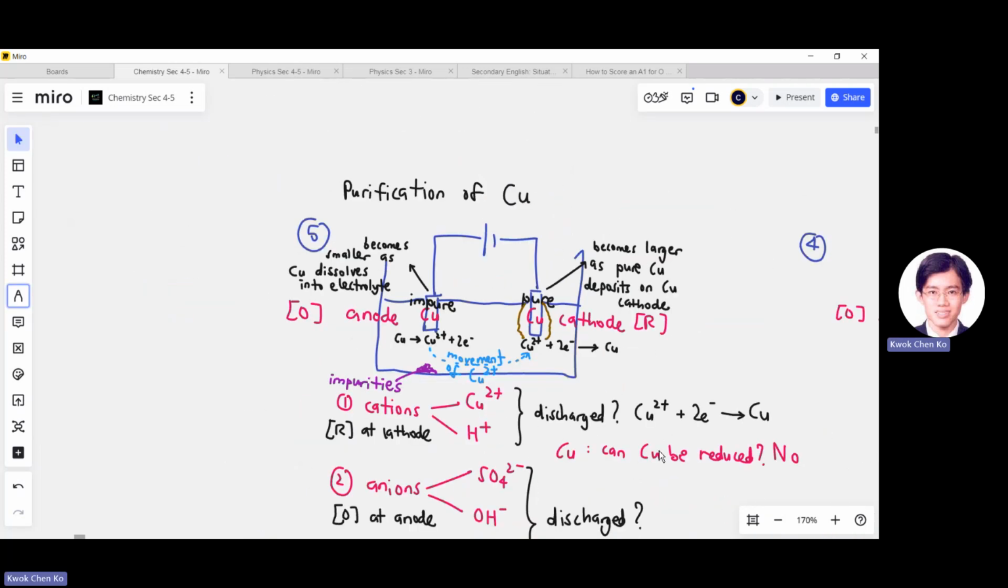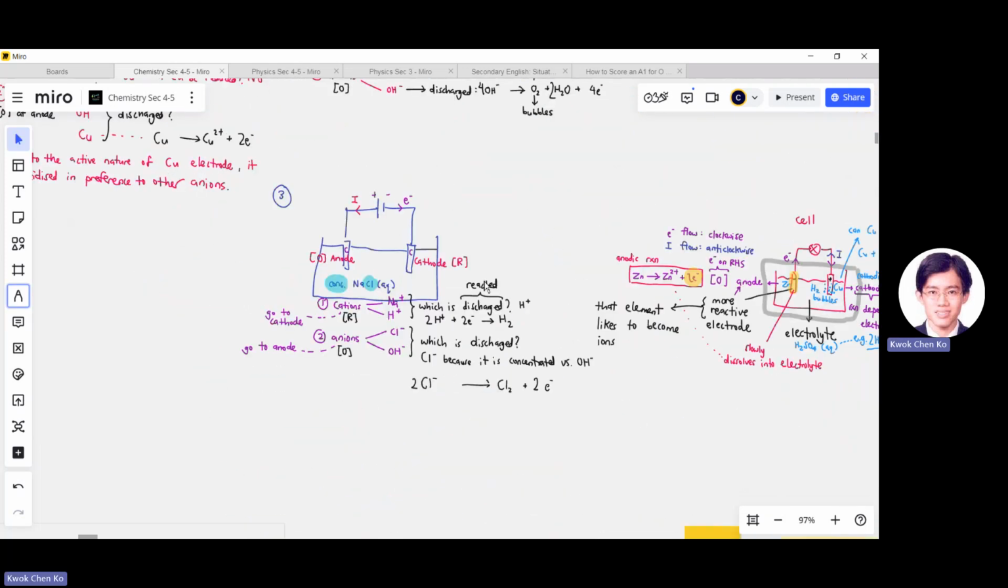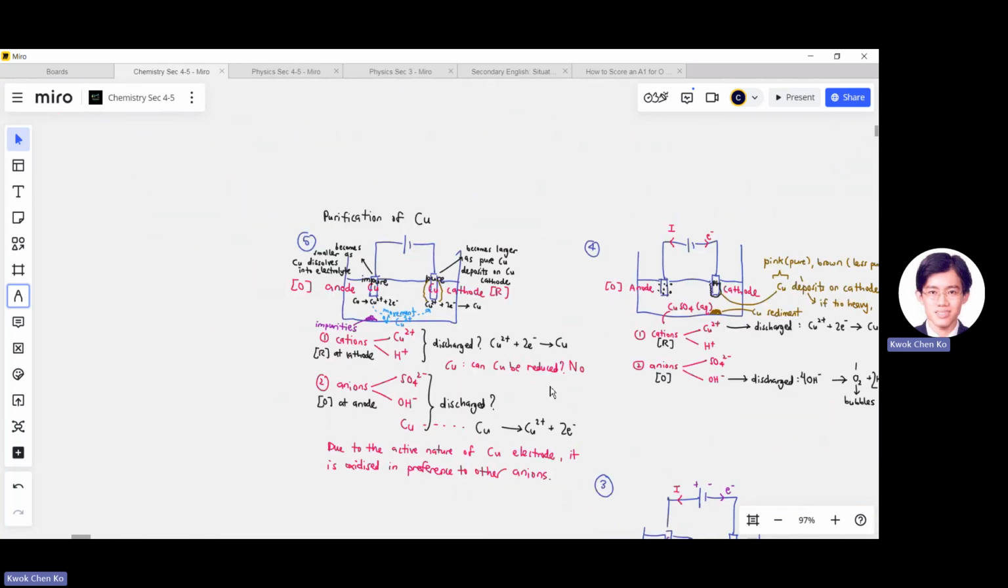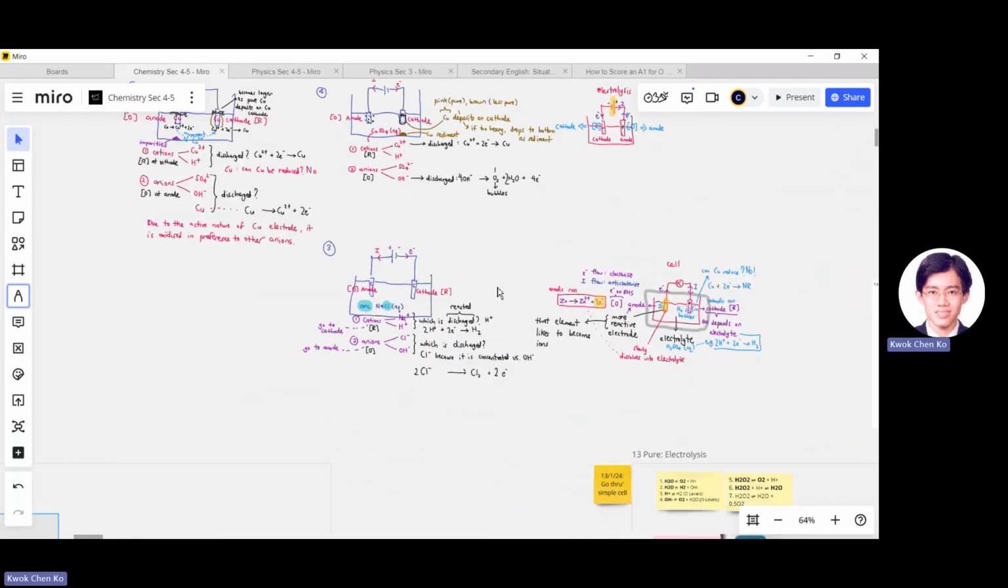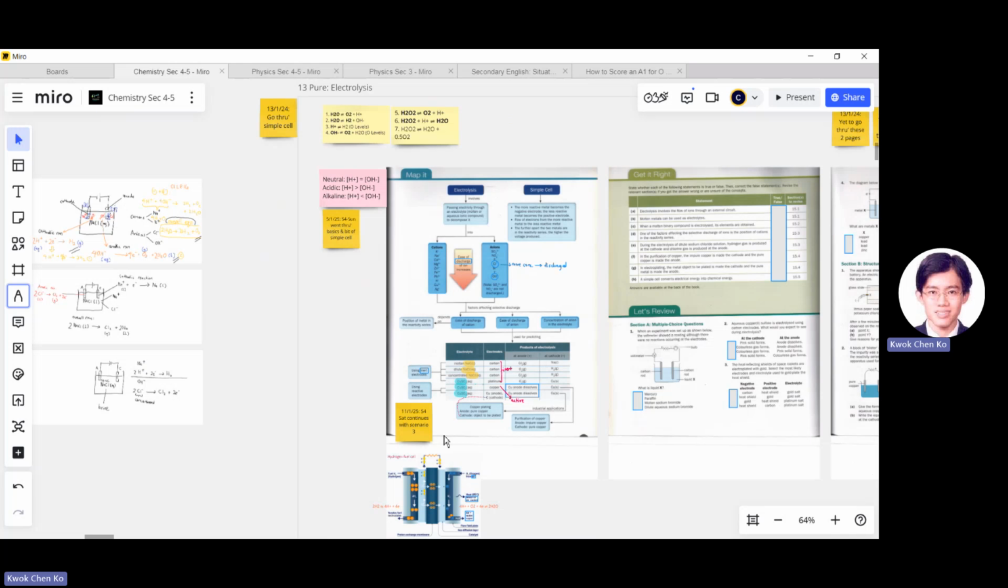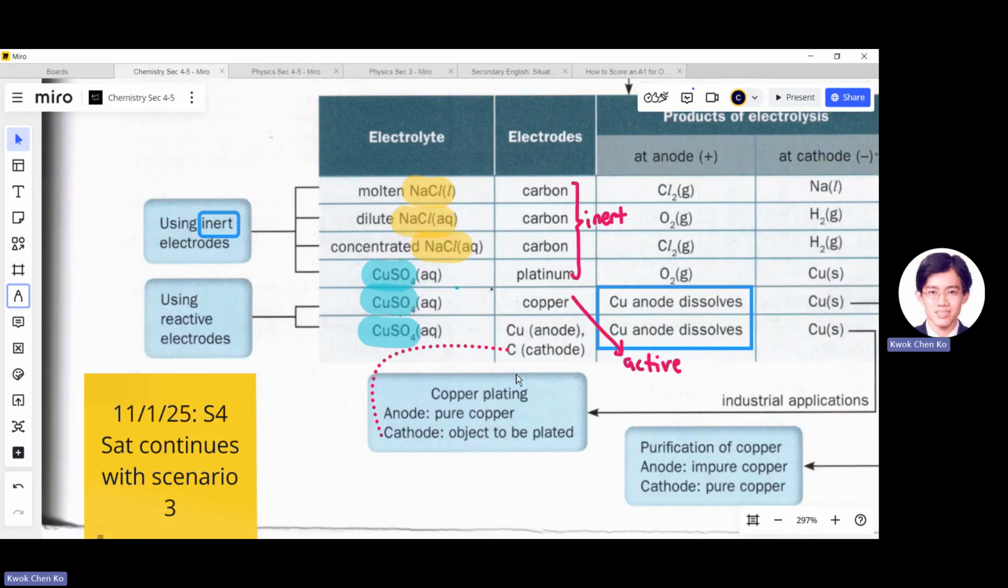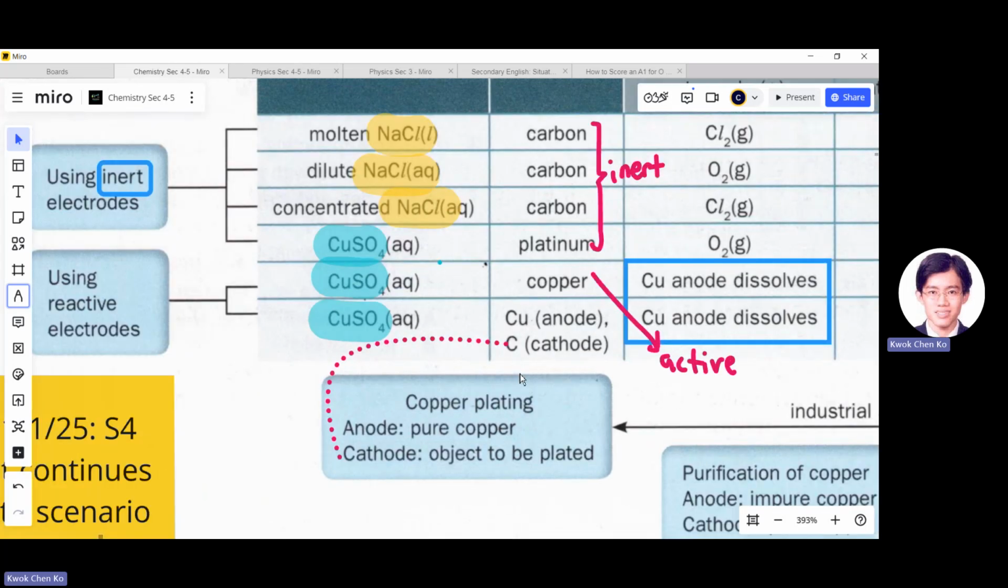Okay, lastly, before you draw scenario 6, I need to make an amendment. Sabrina, look at scenario 6. I think there's an amendment I need you to make. Can you change this cathode to the object to be plated? It's not carbon. For scenario 6, the cathode is the object to be plated.